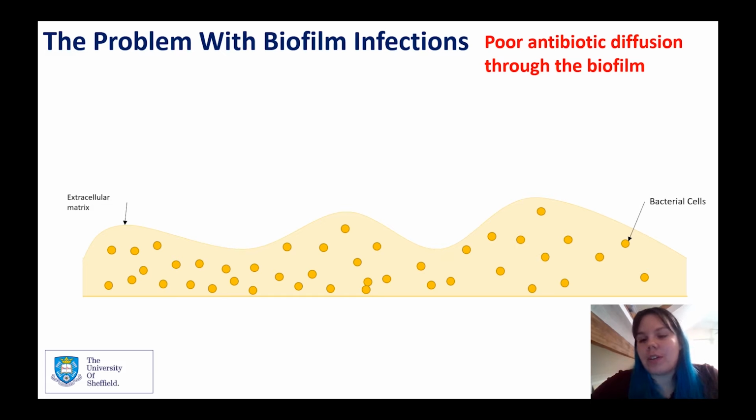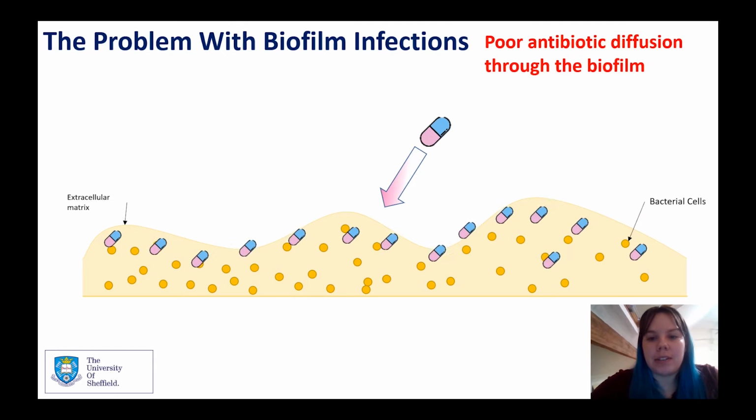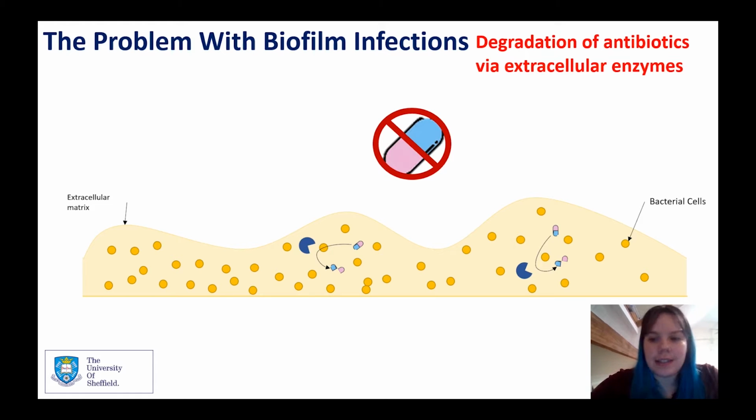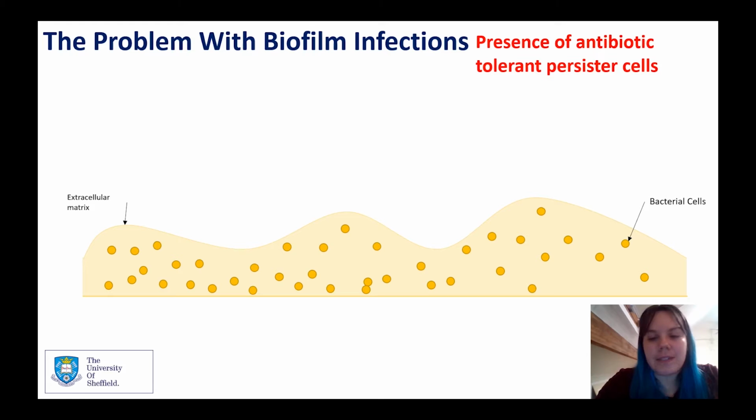So why are they more difficult to treat? There's a number of different reasons. One reason is there is poor diffusion of the antibiotic through the biofilm. These antibiotics can't get to the targets of the cells because of the extracellular matrix. There's also enzymes present within the extracellular matrix, which are there to degrade antibiotics, so they are inactivated before they even get to the cell. And then there's also the presence of antibiotic-tolerant persister cells, which are alive but metabolically inactive cells within the biofilm, which do not exhibit any of the metabolic targets which antibiotics normally target, such as protein synthesis or wall synthesis, because they are sleeping.